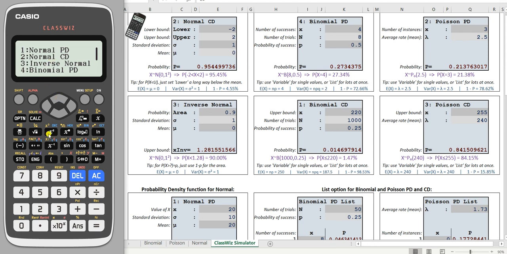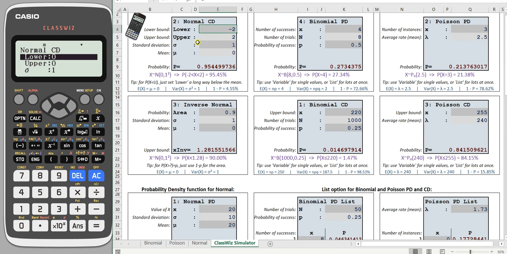So let's start with normal CD. We would choose option 2. And we've got 4 things that we need to fill in: lower, upper, sigma, and then if you go down, you'll get mu at the bottom. So those 4 things we've also got over here, so you can see them all in one place: lower, upper, sigma, and mu. These are the values that correspond to a probability question.